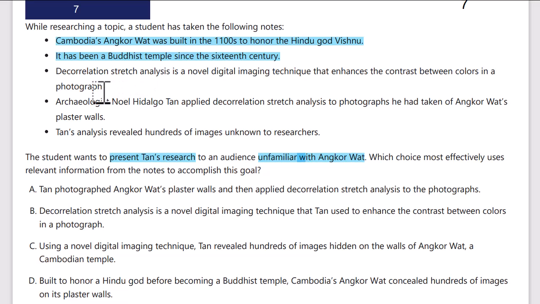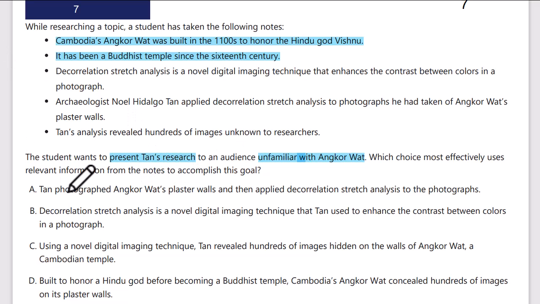So this is background on some type of imaging technology. Archaeologist Noel Hidalgo Tan applied the decorrelation stretch analysis to photographs he had taken of Angkor Wat's plaster walls. Tan's analysis, so that's our method and the study, revealed hundreds of images unknown to researchers. So that was the results. We probably don't want that latter information in our answer choice. Let's take a look at the different options.